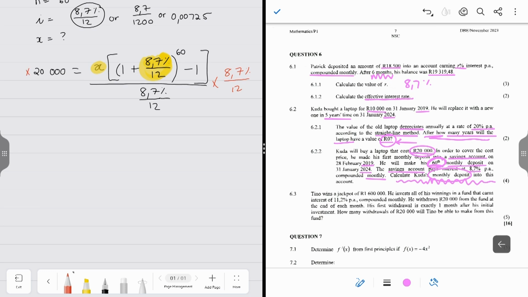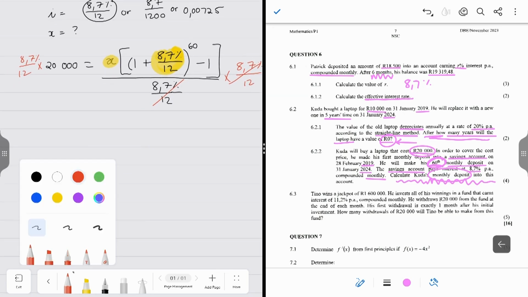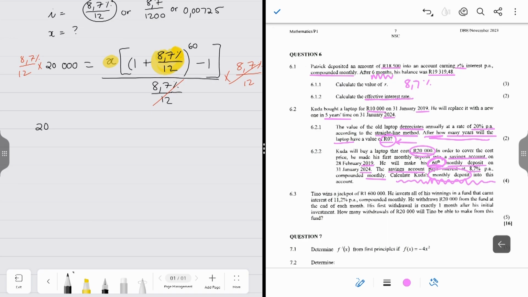So it's going to be times by 8.7 over 12, 8.7% over 12. Let's see what we have. Remember, this will fall away. And on my left-hand side, I will simply have 20,000. And I'm not going to work it out just yet, times 8.7 over 12. Don't forget that percent if we are using it in this way.